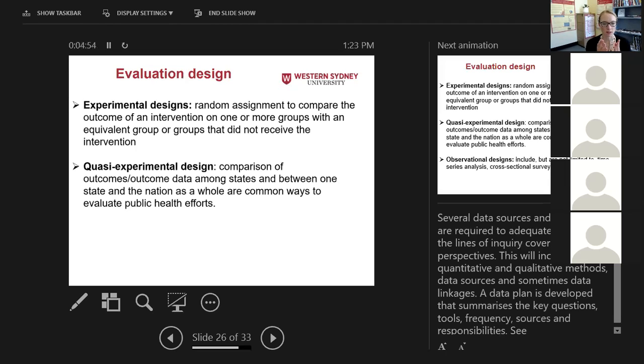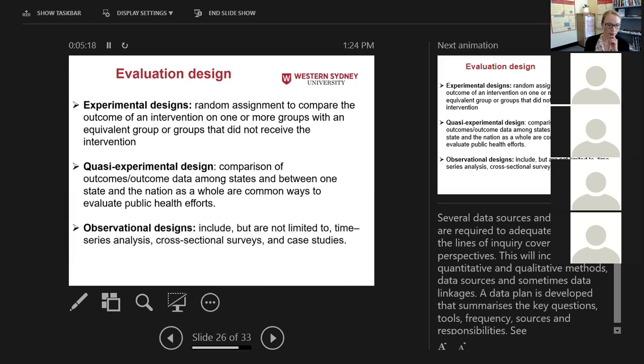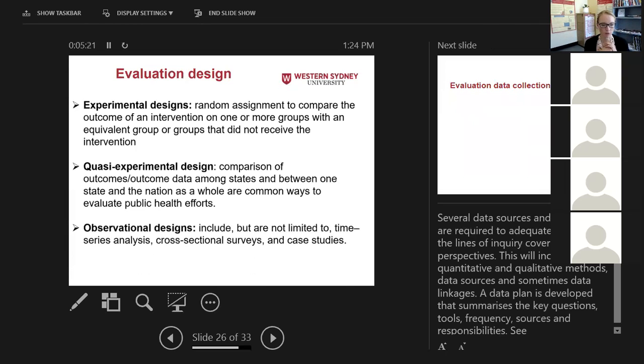Still trying to look at populations separately, but we can't call it the RCT. It isn't an RCT in its purest sense. So you're looking at, did this population in this state, which was exposed to this health intervention, have the same outcomes as this population in a different state that didn't have the intervention? And then obviously all your different types of observational designs, looking at your cross-sectional surveys, your case studies, and looking more from that observational perspective.